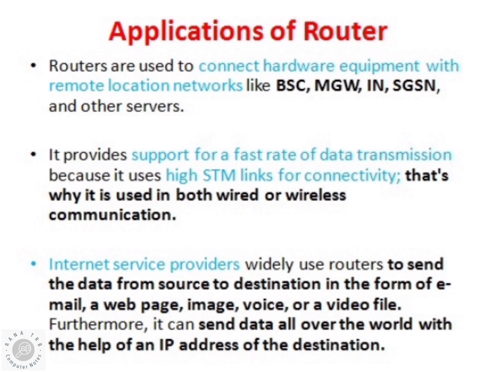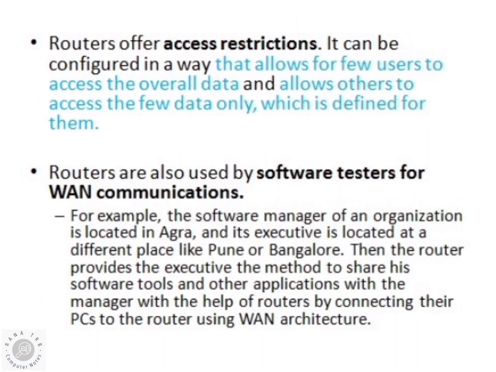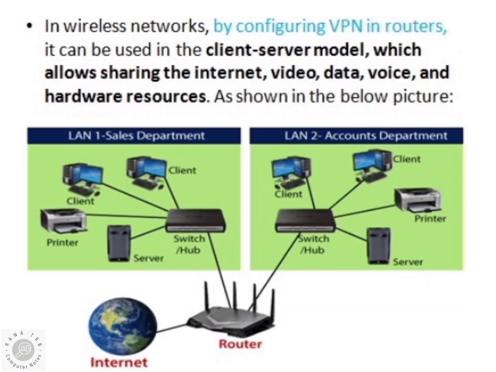This router has access restriction. That means it can allow a few users to access all the data, but for other users there is access to only a few types of data sets. And this router can be used by software testers in WAN communication platforms. For wireless communication, the router uses VPN configuration. Because of that, it acts like a client-server model for transferring information in the form of videos, data or hardware resources, etc.